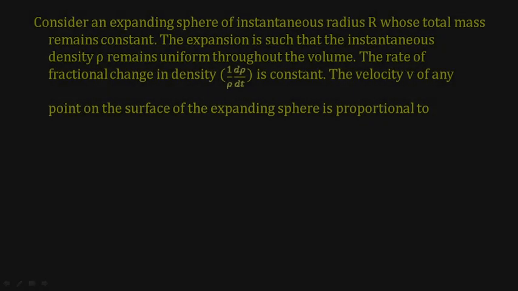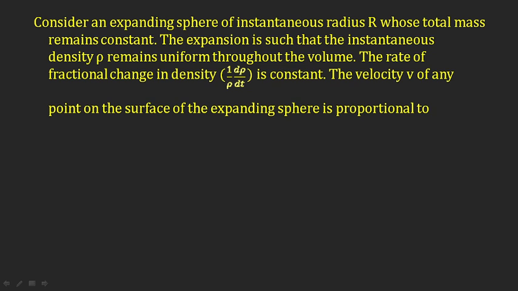Let us discuss this particular question, and the question says, consider an expanding sphere of instantaneous radius r whose total mass remains constant. The expansion is such that the instantaneous density rho remains uniform throughout the volume. The rate of fractional change in density, that is given by 1 by rho into d rho by dt, is also given to be constant. The velocity v of any point on the expanding sphere is proportional to.